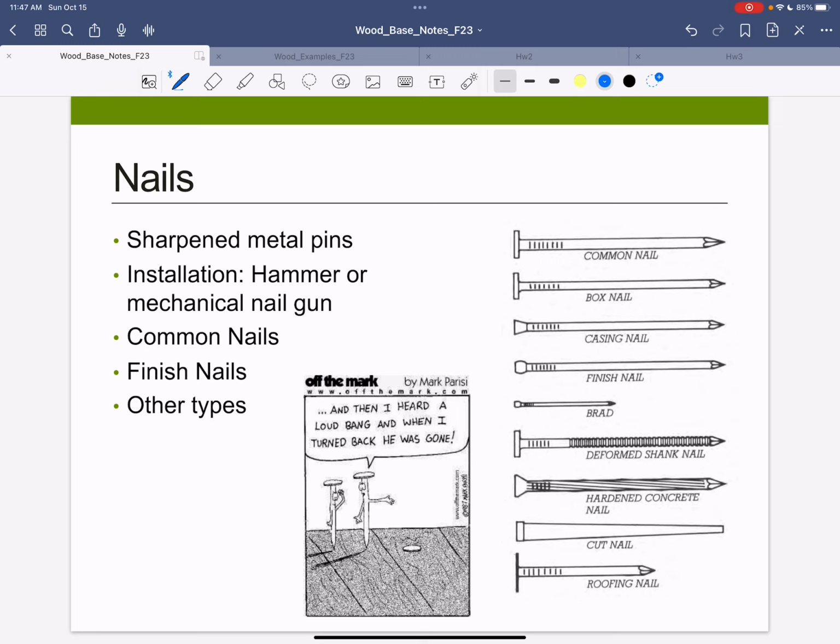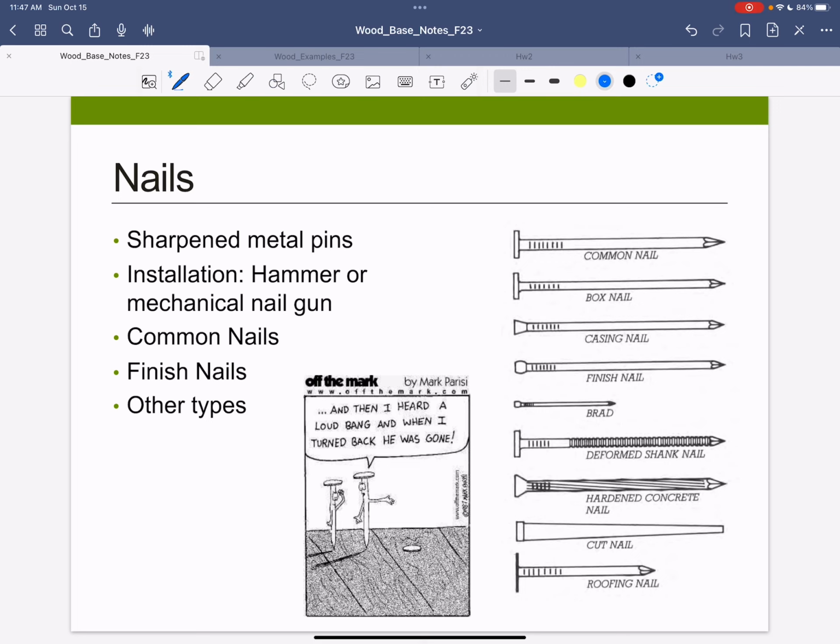Nails are cheaper and faster. Screws are used when, let's say, you want to avoid squeaking, they're tighter. So like on a floor or a component where you want to make sure that it's not going to loosen, right? So basically, a nail is a sharpened metal pin. Nothing exciting there. You use a hammer to nail in a nail, or you can use a mechanical nail gun, which you'll see very frequently on construction sites because it's much faster.